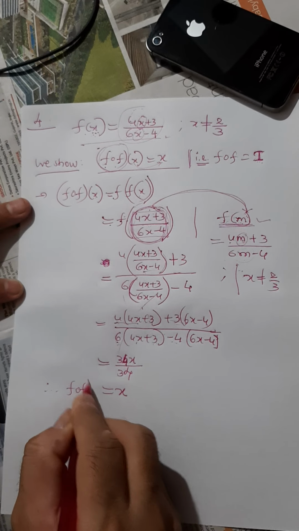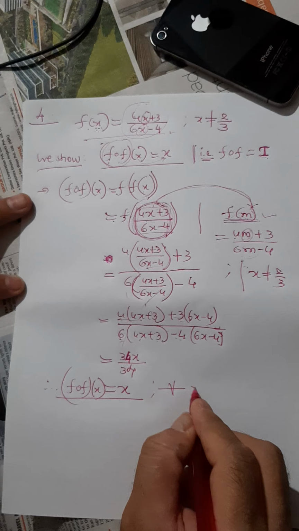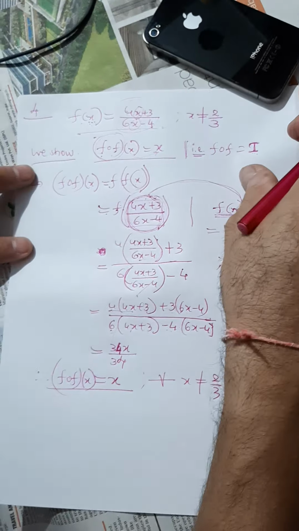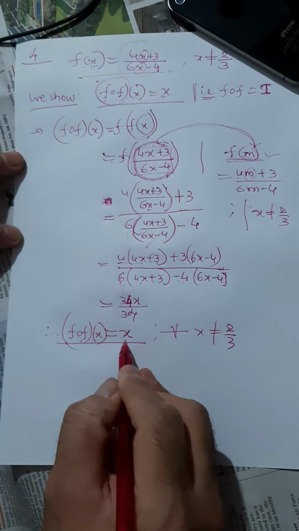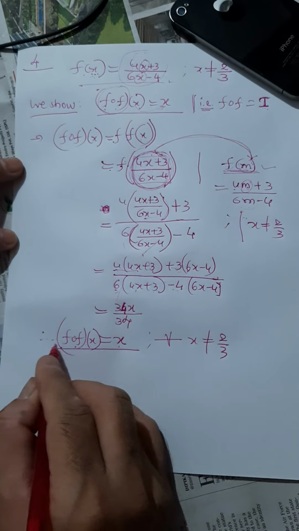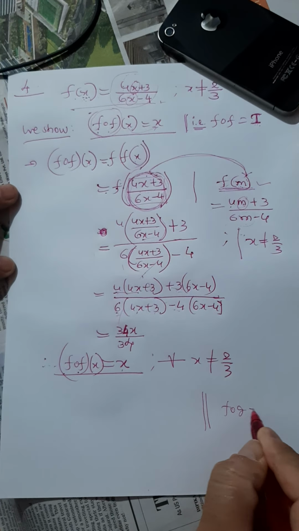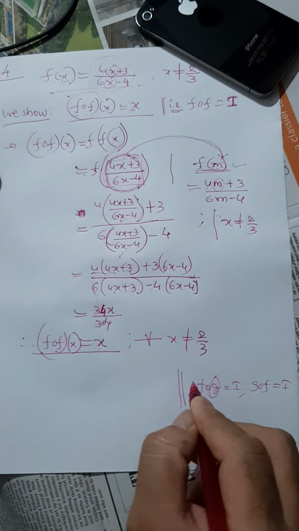So FOF at x equals x, and this is true for every x other than 2 by 3. So here, what you have shown is that composition of f with itself is identity function. If you reverse, you will get the same thing. So it's like this: fog is identity and gof is also identity. So this must be the inverse of this.